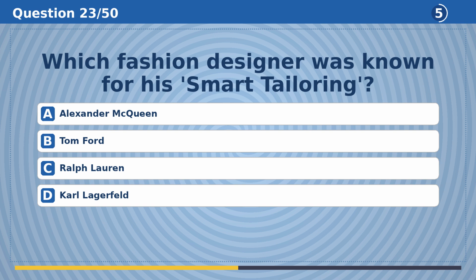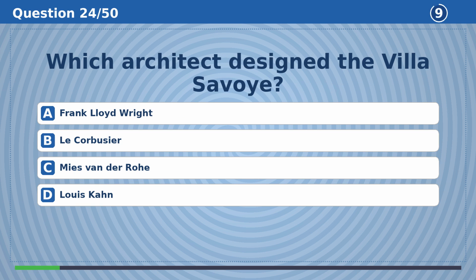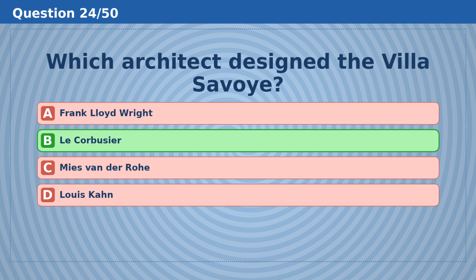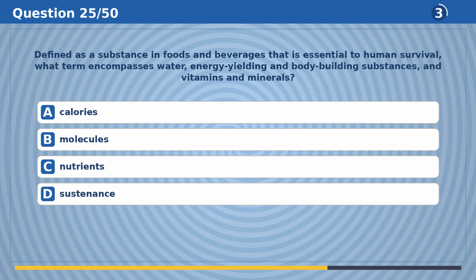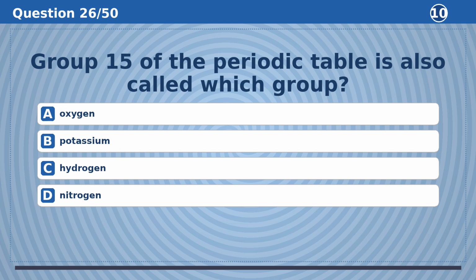Which fashion designer was known for his smart tailoring? The answer is C. Ralph Lauren. Which architect designed the Villa Savoy? The answer is B. Le Corbusier. Defined as a substance in foods and beverages that is essential to human survival, what term encompasses water, energy-yielding and body-building substances, and vitamins and minerals? The answer is C. Nutrients.